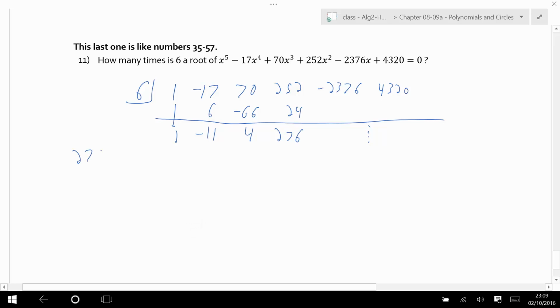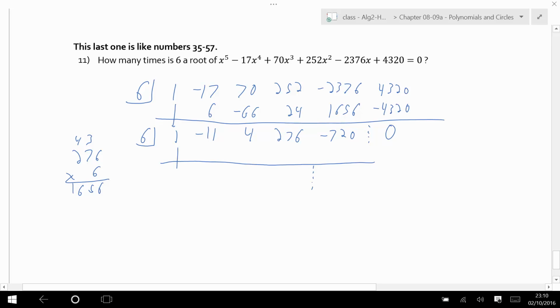Okay, now I got to do 276 times 6. Let's see, 42, 45, 12, and 16. So that's 1656. Subtract, and I get negative 720. Okay, then multiply 6 by 720, negative 720. Guess what? You get negative 4320. And that's a remainder of 0. So that's 1. Let's do it again. Dot, dot, dot. Bring that down.